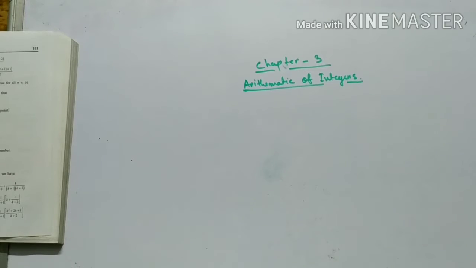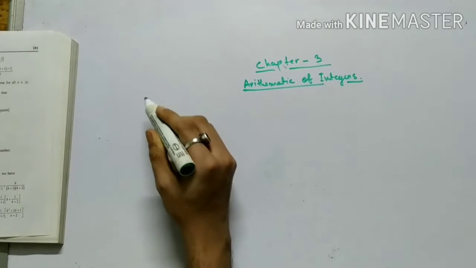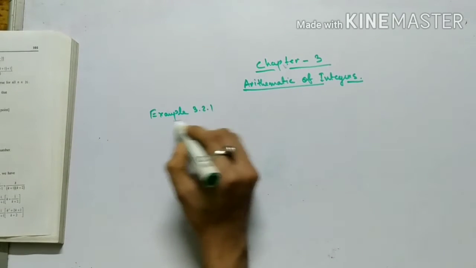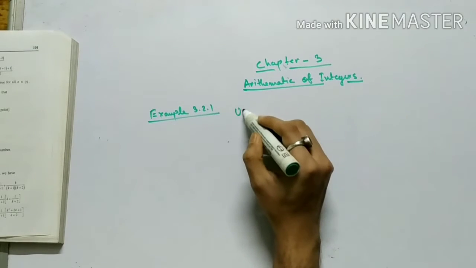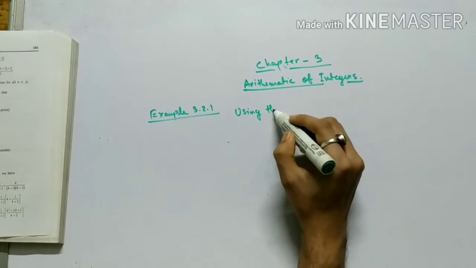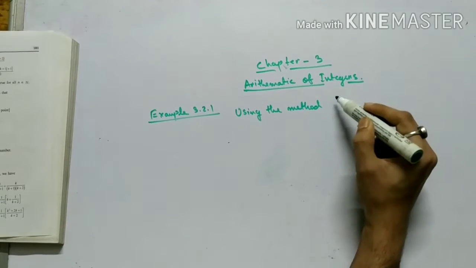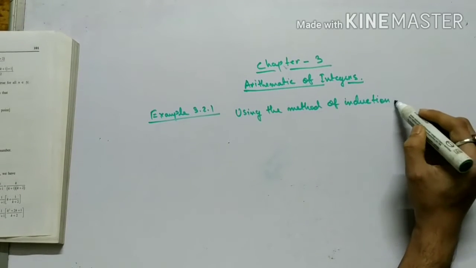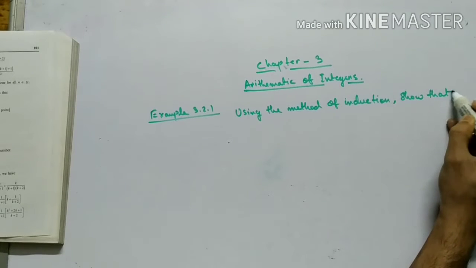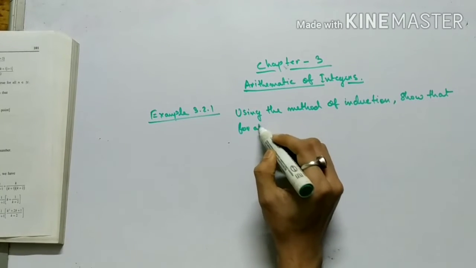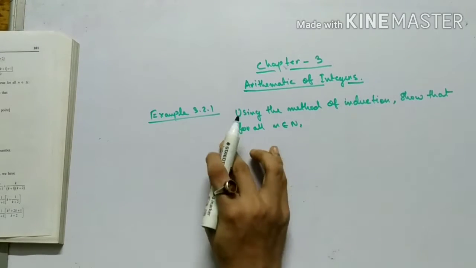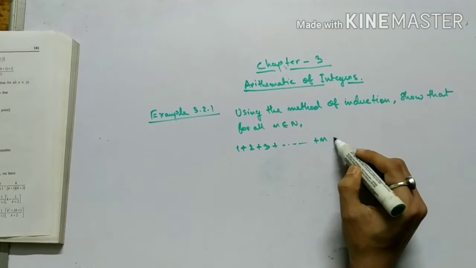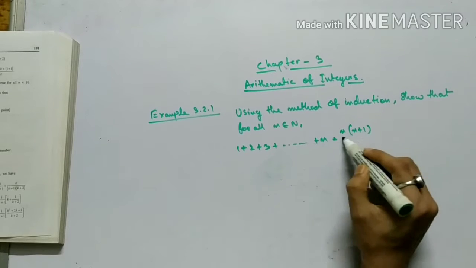So in here, first of all, example 3.2.1, saying that using the method of induction, show that for all n belongs to N, 1 plus 2 plus 3 plus dot dot dot plus n is equal to n into n plus 1 by 2.